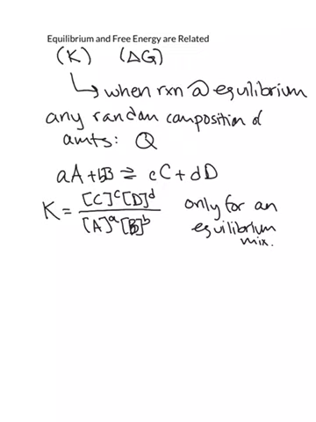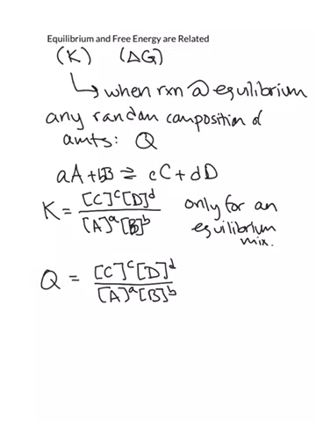For anything else, we can calculate an idea that's called Q. And by the way, it's a little confusing because it's calculated the exact same way. So I have to figure out from the context of the problem that this is not an equilibrium mixture, and we'll talk more about that later. So this is for any combination of concentrations, and the problem would specifically say that.